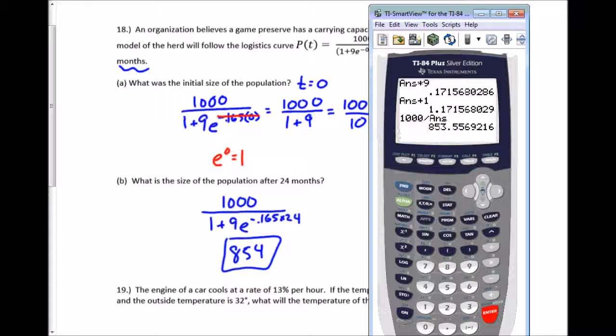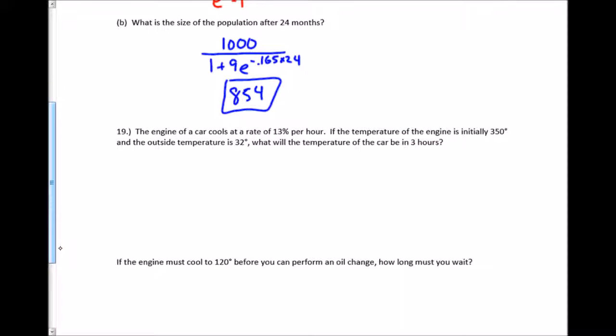Okay, that's it. If I look at the next one, it says the engine of a car cools at a rate of 13% per hour. If the temperature of the engine is initially 350 degrees and the outside temperature is 32, what will the temperature of the car be in 3 hours?